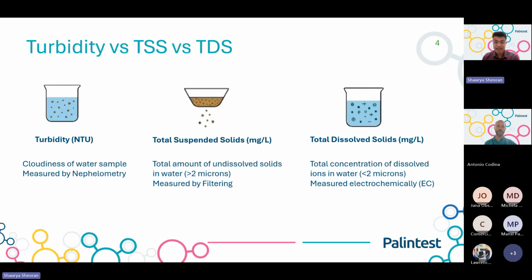The third parameter we have is the total dissolved solids, which is different from these two other parameters in the way that when you have passed the water sample through the filter, whatever passes through the filter is the dissolved solid. So these are particles which are less than 2 microns, and these are the dissolved ions. You measure them electrochemically or using the electrical conductivity meter.